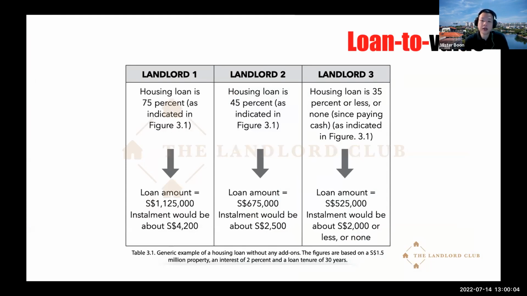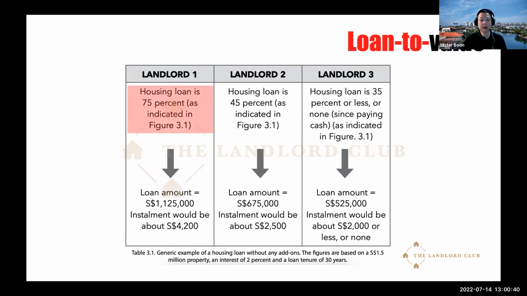So imagine you are in a BUC project or in a newly completed TOP project. Landlord 1 is having a 75% loan, first property, taking a 75% loan. Landlord 2 is taking this as a second property. They are having a second property housing loan, which is 45%. Similarly for landlord 3, this is their third or fourth property, so the maximum they can get is only 35%. So you can see the difference is actually first loan is 75%.